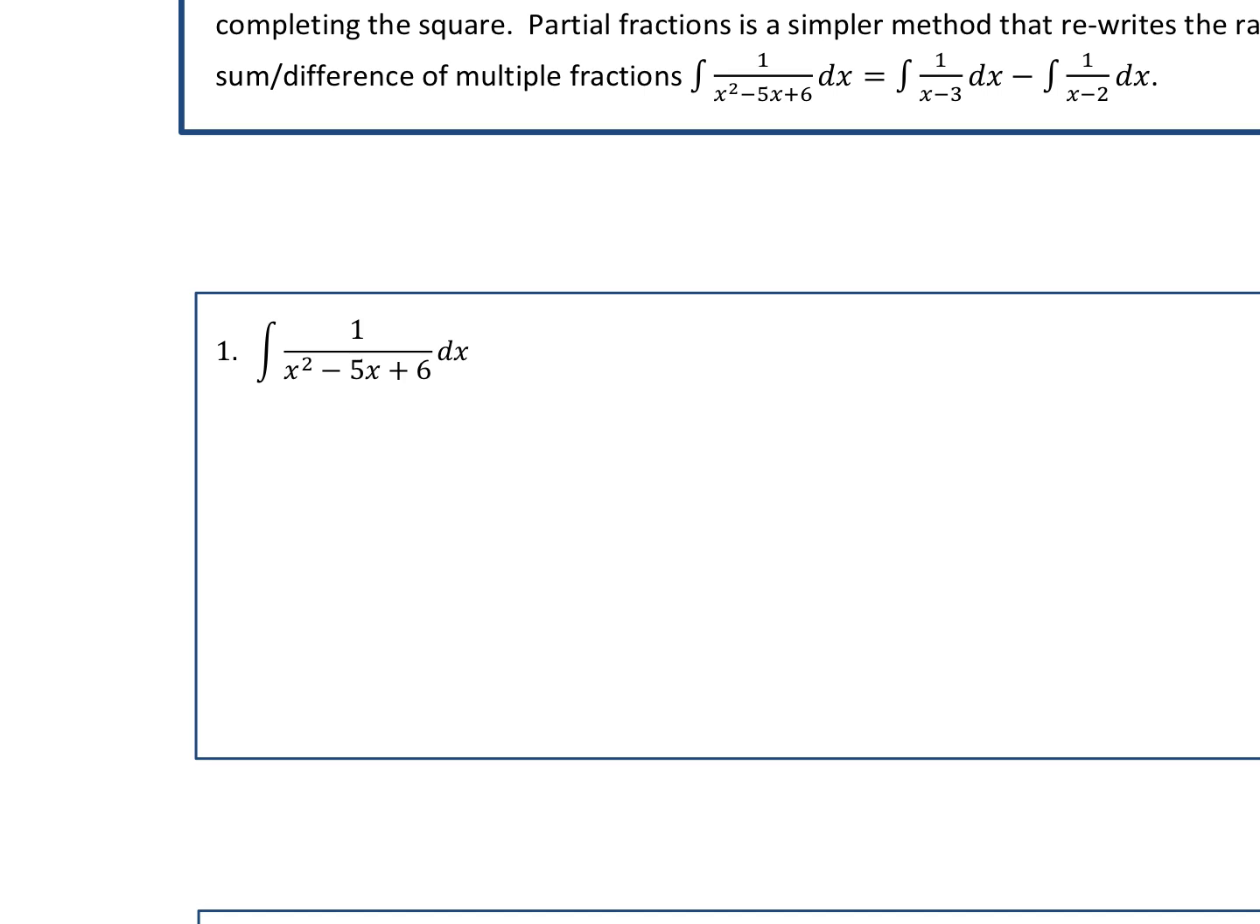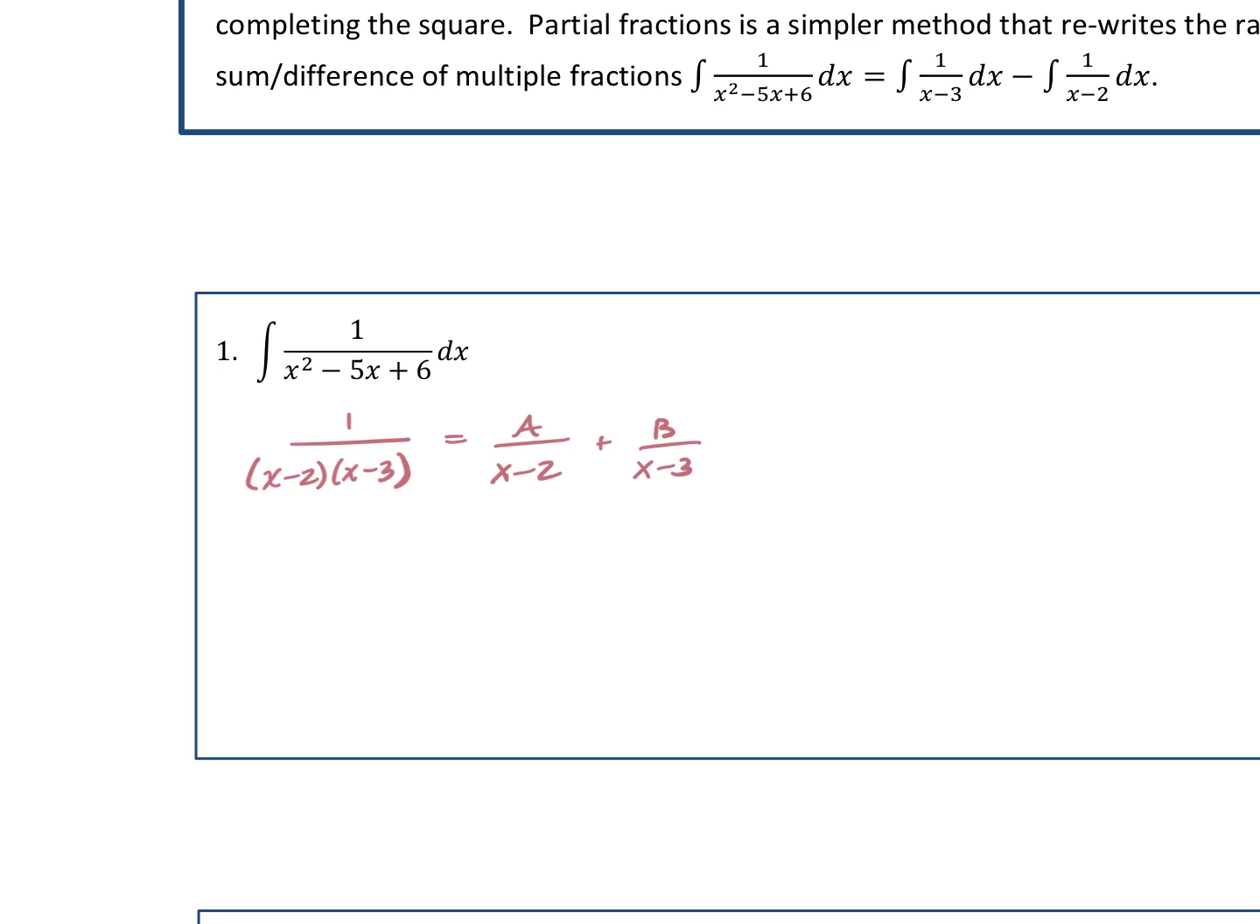So for this one, we're going to break it up into its factors. So x minus 2, x minus 3. For each factor, you want a fraction. So it's going to be a over x minus 2, and then b over x minus 3.